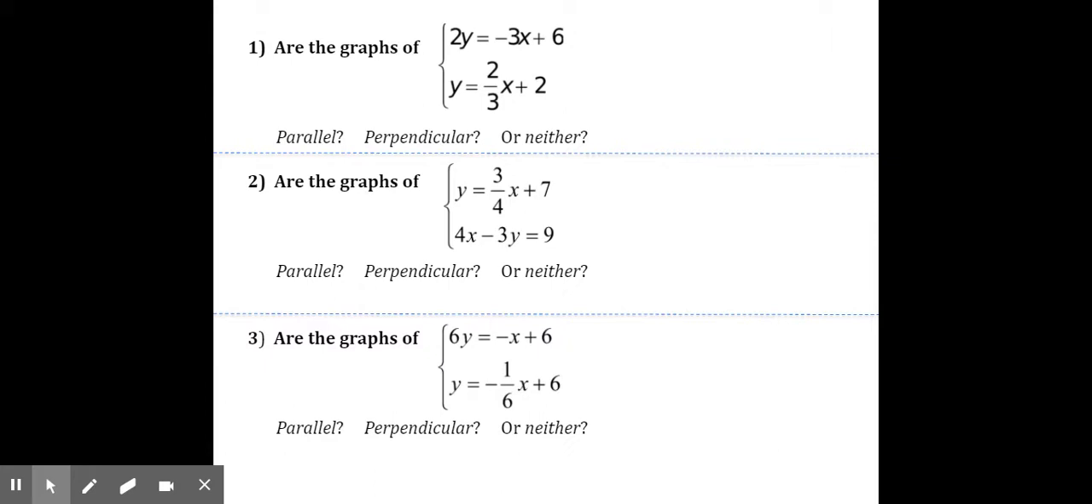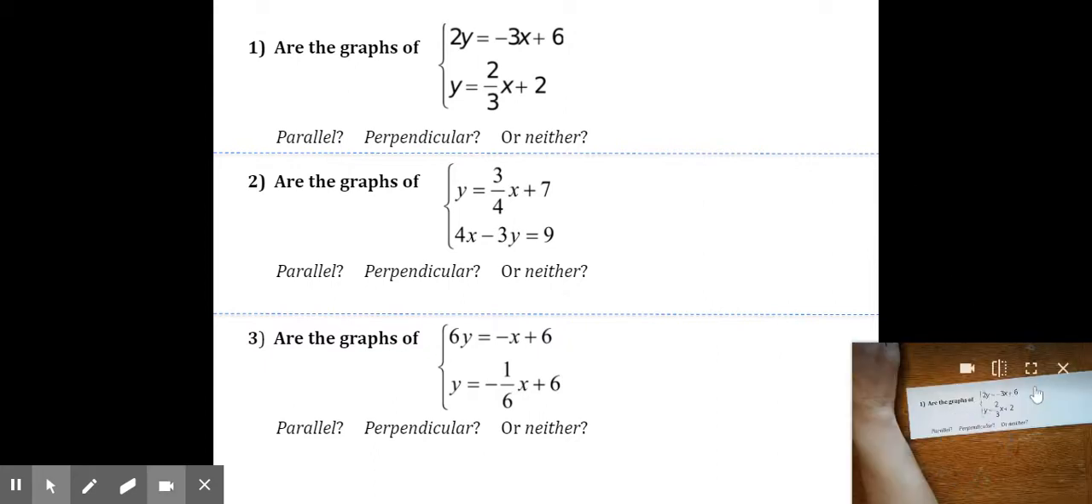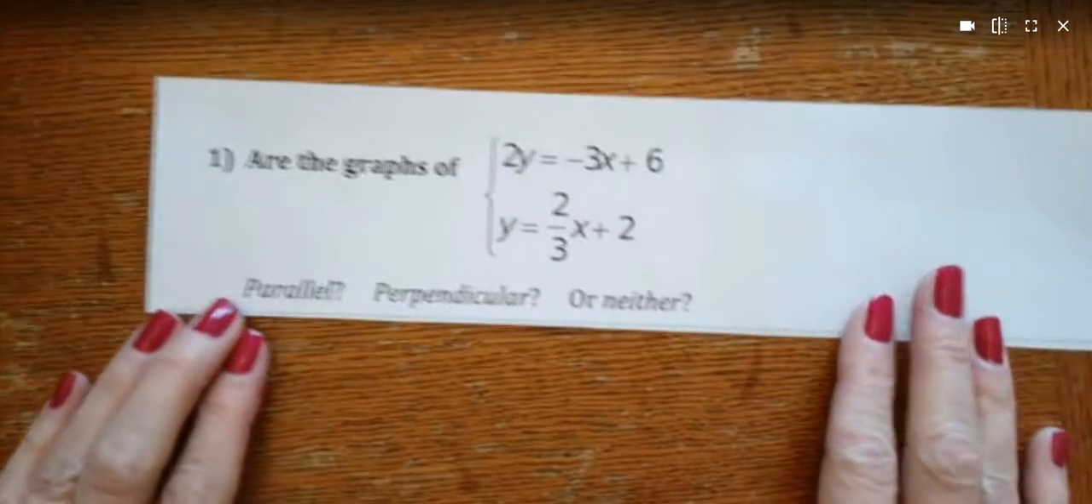The other thing that could happen is the two lines just intersect. They will cross each other, but it will not be at a 90-degree angle. Okay, let's begin. Let's figure out what kind of lines we have going on in the first example.